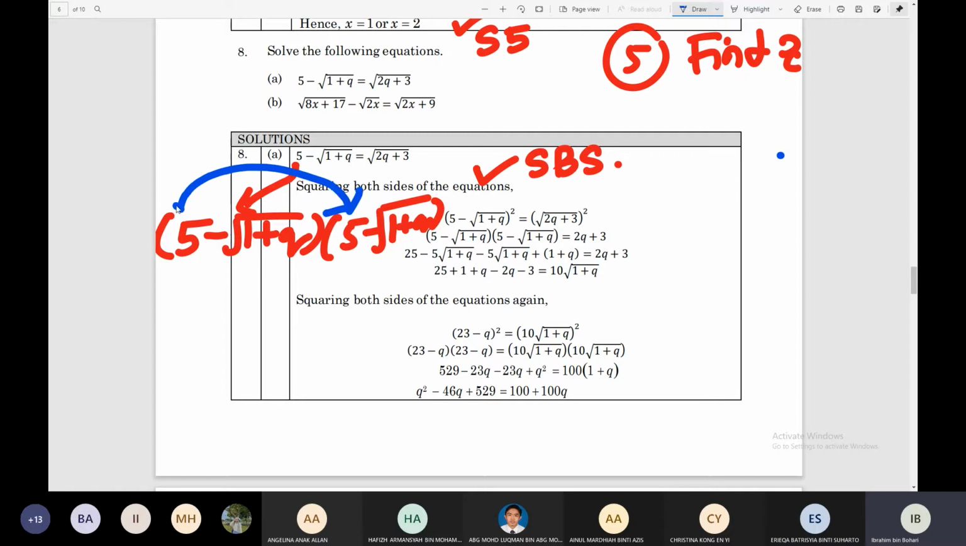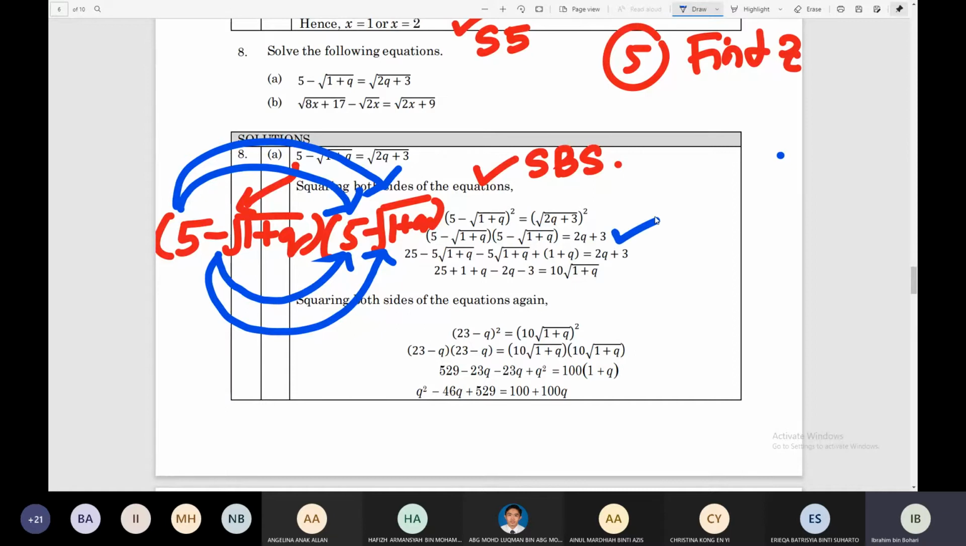5 times 5, 5 times negative root of 1 plus q, negative root of 1 plus q times 5, and negative root of 1 plus q times negative root of 1 plus q. That is the process, you can see, okay? And then the answer, left hand side of the equation, 25 plus 1 plus q minus 10 root of 1 plus q. Right hand side, root of 2q plus 3 to the power of 2, the 1 over 2 times 1 over 2 equals 1. So the answer equals 2q plus 3. This is easy.